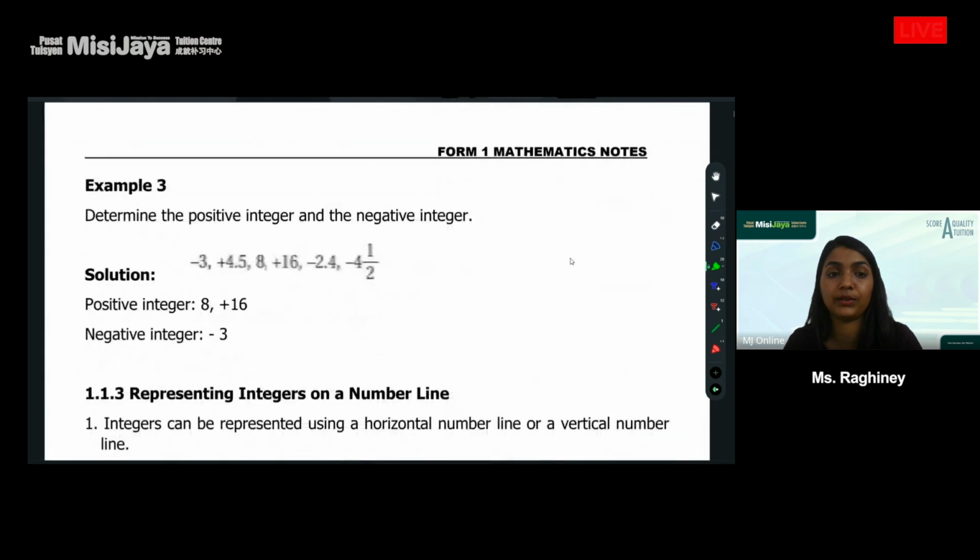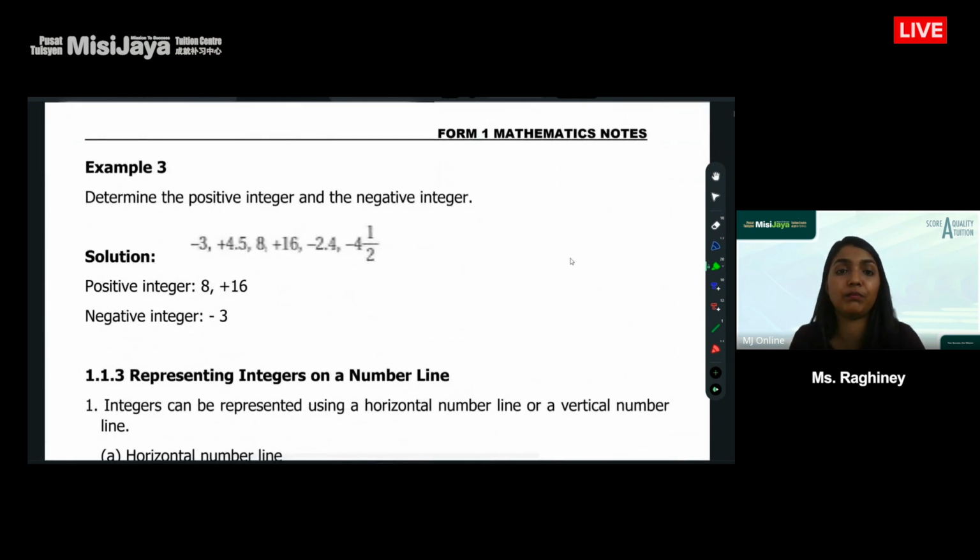Look at this example. Determine the positive integer and the negative integer. Negative 3, positive 4.5, 8, positive 16, negative 2.4, negative 4 1/2. First, let me begin by highlighting all the positive numbers, okay? Positive 4.5, this is positive. 8 is positive. Positive 16 is also positive. All right. Positive integers are only 8 and positive 16.